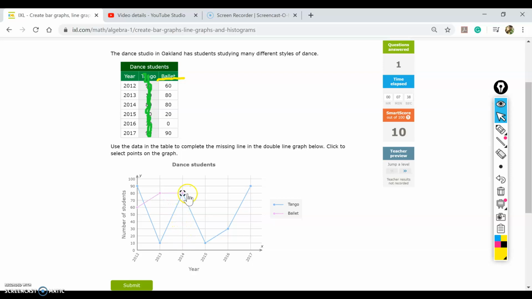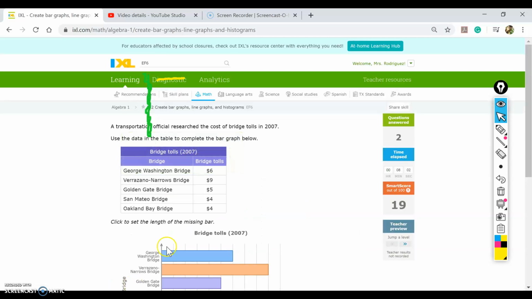It's okay if they're overlapping, if they are on the same point, it's fine because I'm following the table. So in 2015, I have 20, which is right there. Then 2016 is 0, so it will stay right there. And 2017, it's 90. So I go to 90, which is right there. Now let's see if we got it right. And we did. Ooh, we have a new type of problem.